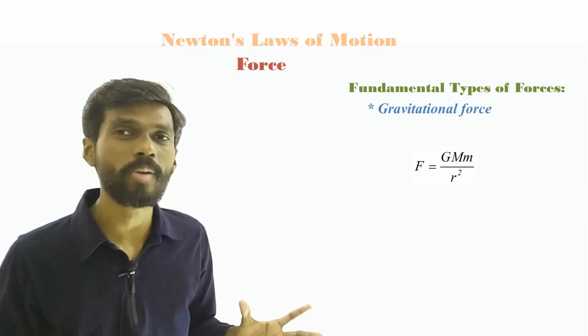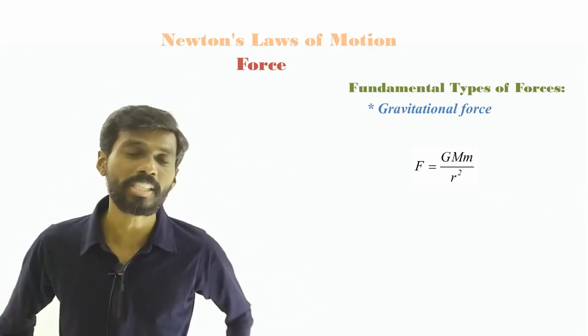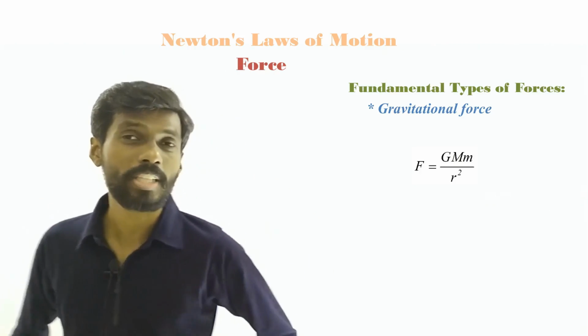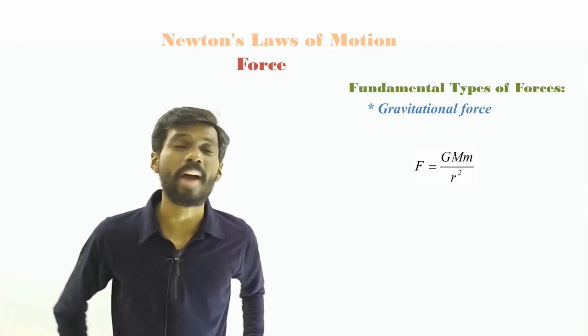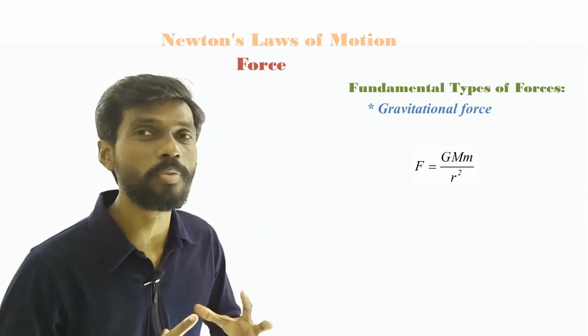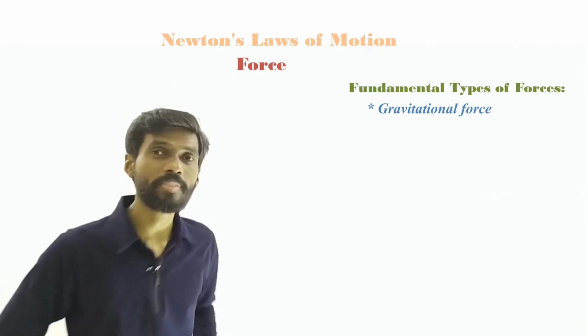G m1 m2 divided by r squared. So this force between these two objects is proportional to the product of masses and inversely proportional to the square of the distance between them. This force of attraction between any two objects in the universe is called the gravitational force. These are some examples of gravitational force.